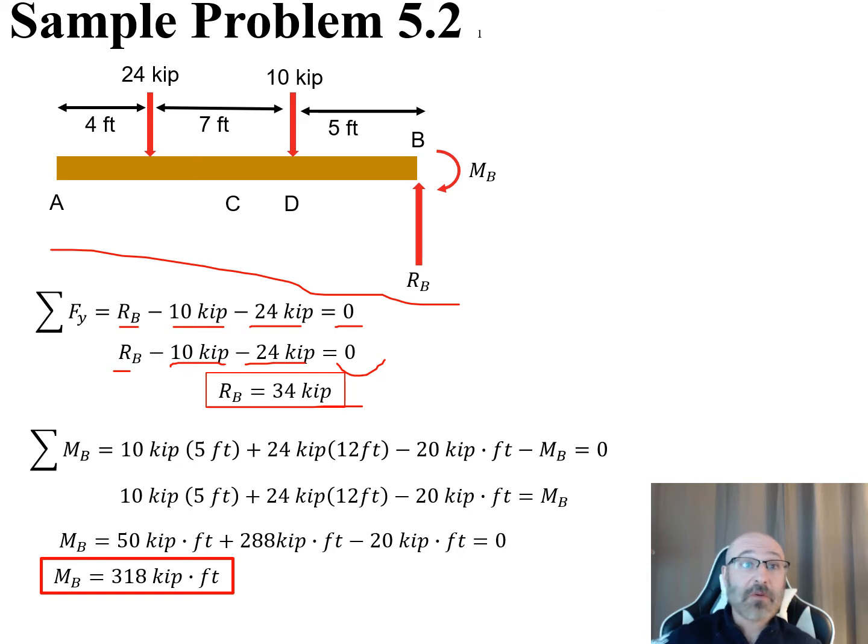Now I do the same thing for my moments. I have my 10 kip times 5 feet plus my 24 kip times 12 feet minus 20 kip-feet, minus M sub B. Let's move the M sub B to the other side. This is equal to my M sub B. My 10 times 5 is 50. My 24 times 12 is 288. And we have negative 20 we can bring down there. So let's combine these all together: 50 plus 288 minus 20. So M sub B is going to be equal to 318 kip-feet.